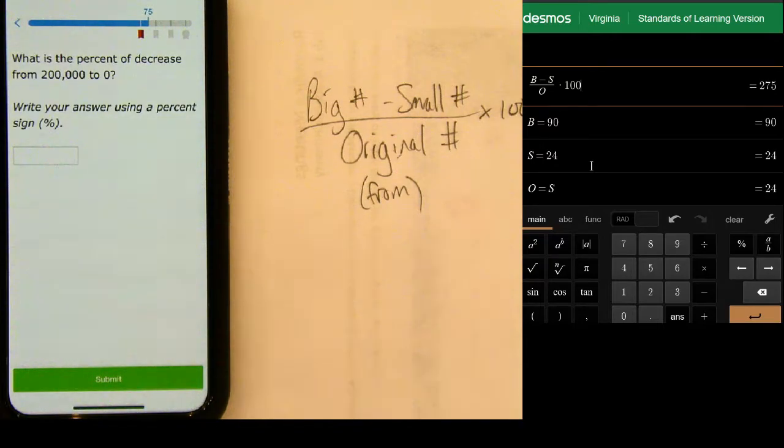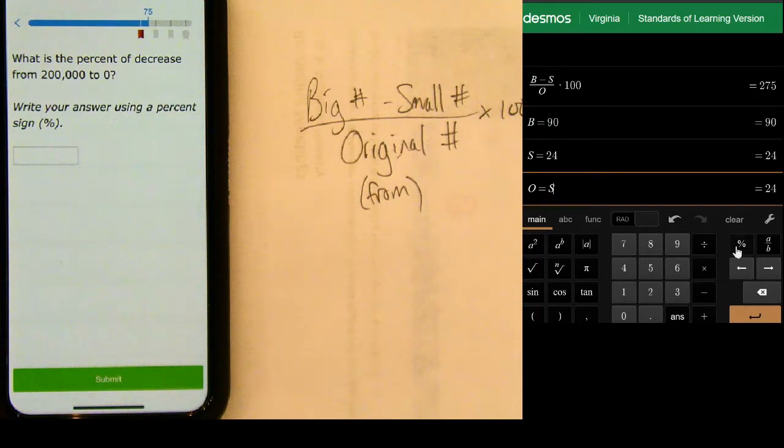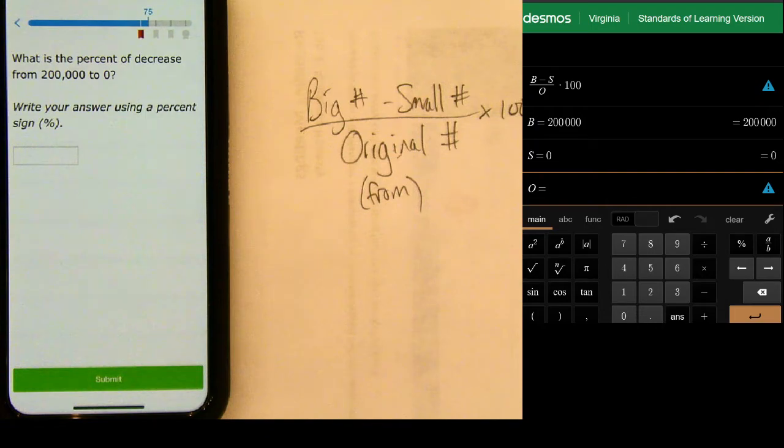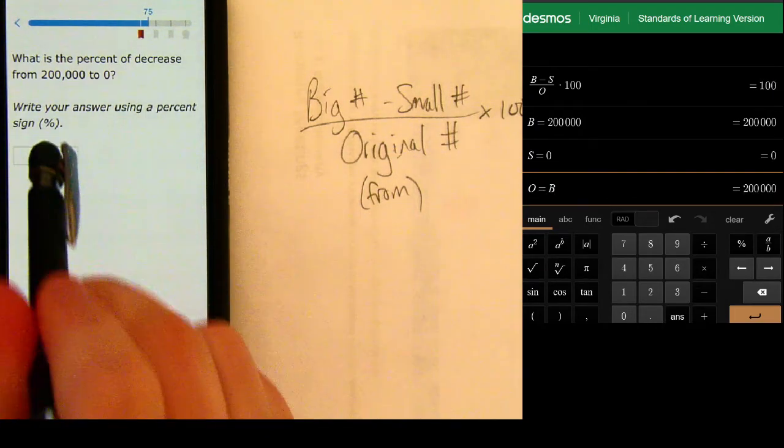Oh man, what's the percent of decrease from 200,000 to 0? My guess ahead of time is that it's going to be 100%, but I'd like to always double check. And so I'm going to say my small number is 0, and my big number is 200,000. And the original number is also the big number. So you guessed it, yep, it's going to be 100%.